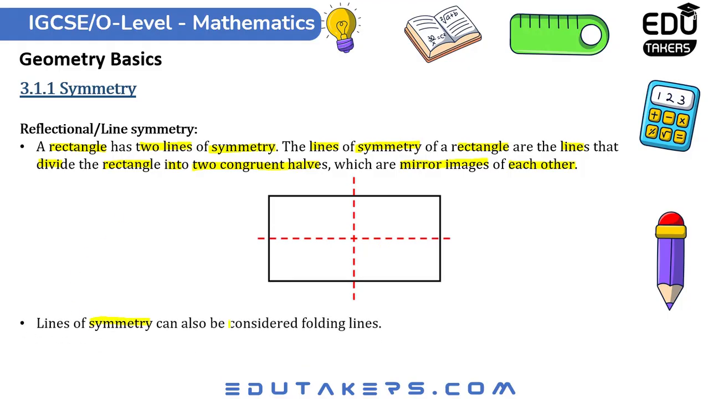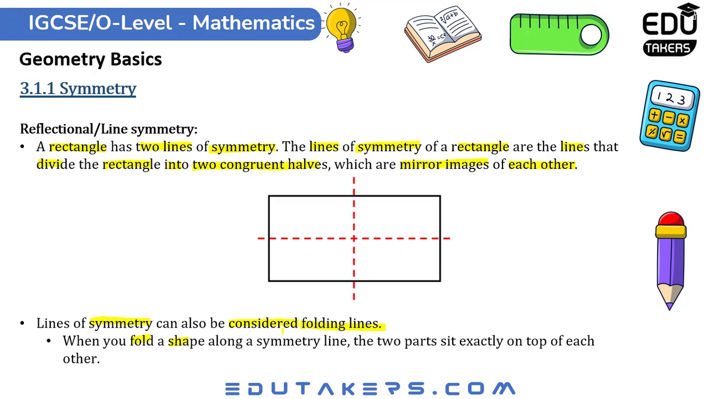Lines of symmetry can also be considered folding lines. We can fold our shape about these lines. When you fold a shape along a symmetry line, the two parts sit exactly on top of each other.